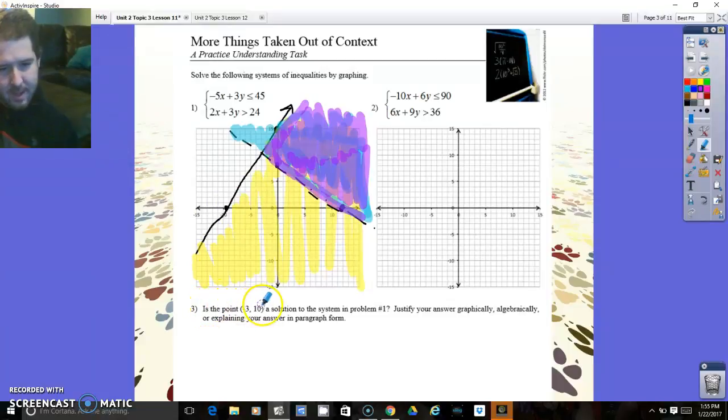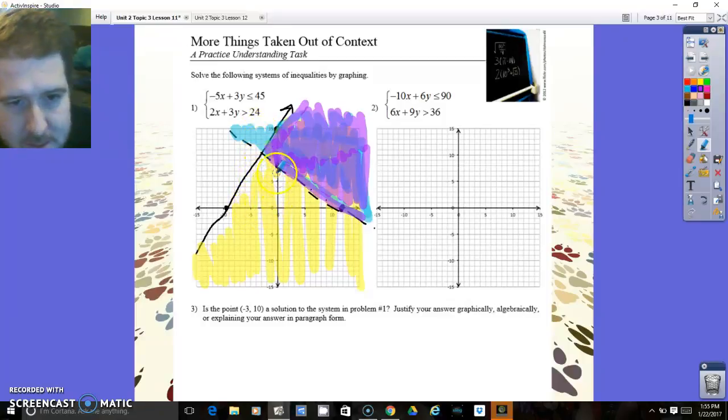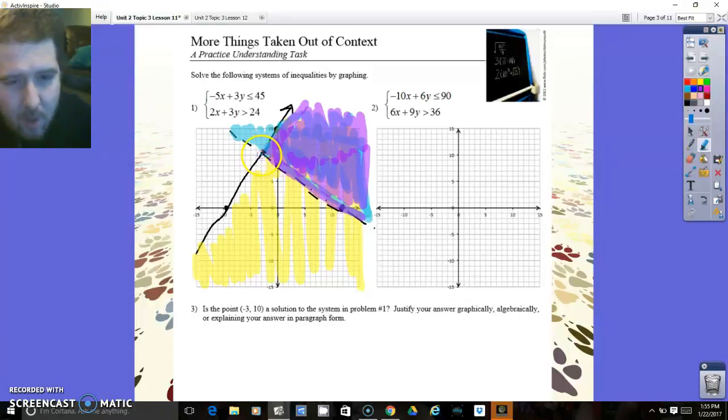So is the point negative 3, 10 a solution? Negative 3, 10, I can almost all but guarantee, I've got to look closely. Is it right on the point? No. So even if it is right on this point, which is what it looks like, negative 1, 2, 3, yeah. Is it a solution?